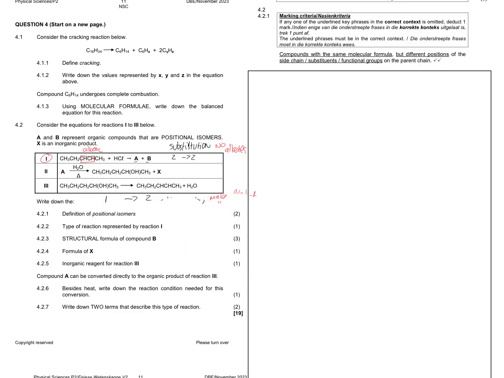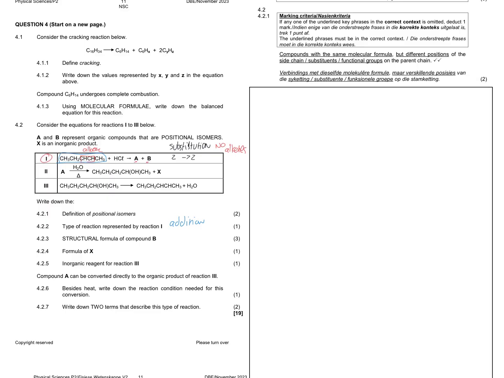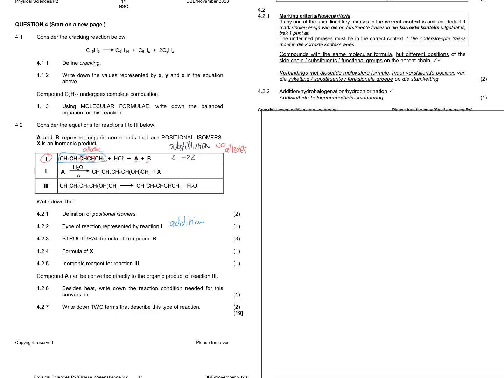Anyway, so 4.2.2, they want the type of reaction represented by reaction 1. So I thought it was substitution, but if I use the alkene test, or whatever you want to call it, this thing over here is an alkene, and it is a reactant, which means it is an addition reaction. You are adding HCl, you are adding a hydrogen halide, you are adding H and Cl. So that you're making an alkyl halide. It is hydrohalogenation. If you want the full name, they'll probably accept it here as well. It's hydrohalogenation, or hydrochlorination because you're specifically adding chlorine.